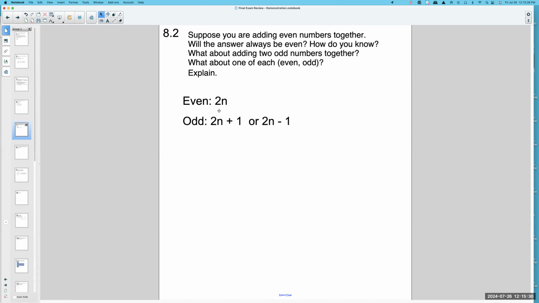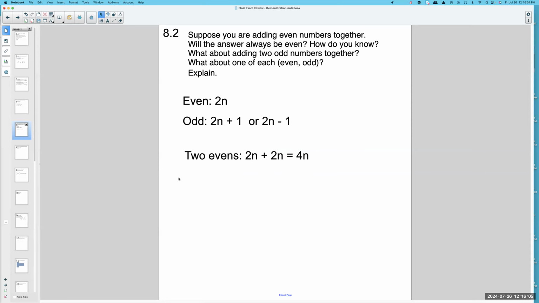If I take two even numbers and add them together, I would get 2n plus 2n is 4n. There's no plus 1 or minus 1 if I'm adding two evens. So I don't have that left over or to take away one. So I still have an even number. Because if I do 2n plus 2n, I get 4n, right? So two evens added together gives me 4n, which is still an even.